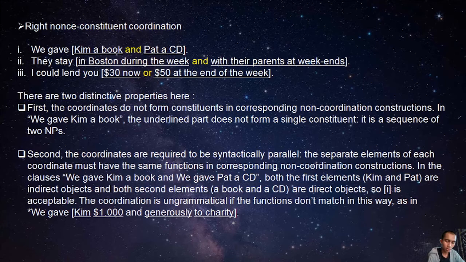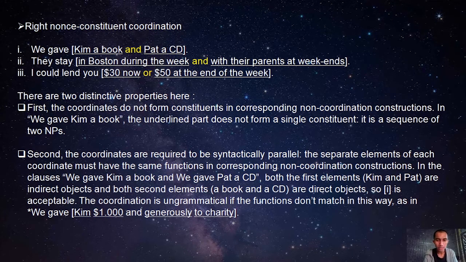They are called right non-constituent coordination because the coordination occurs on the right of the head of the clause. So the heads of the clauses are gave, stay, and land. There are two distinctive properties here. First, the coordinates do not form constituents in corresponding non-coordination constructions. In we gave Kim a book, the underlined part, Kim a book, does not form a single constituent. It is a sequence of two non-phrases. Kim a book, Pat a CD.